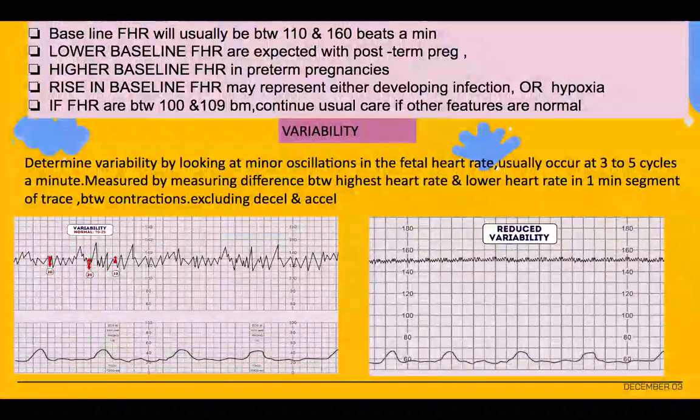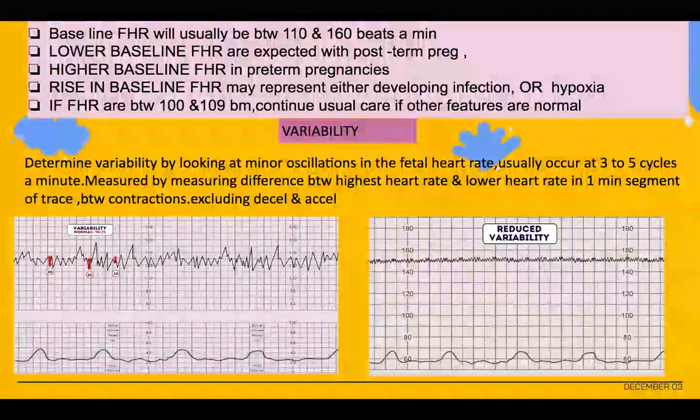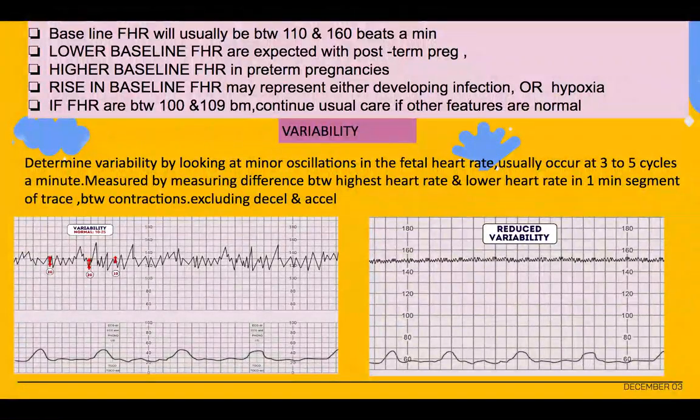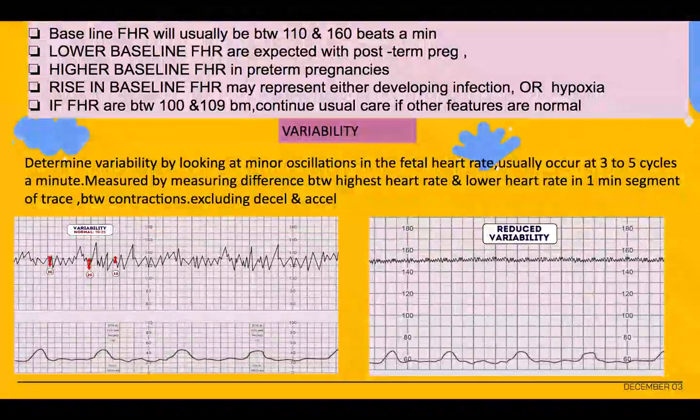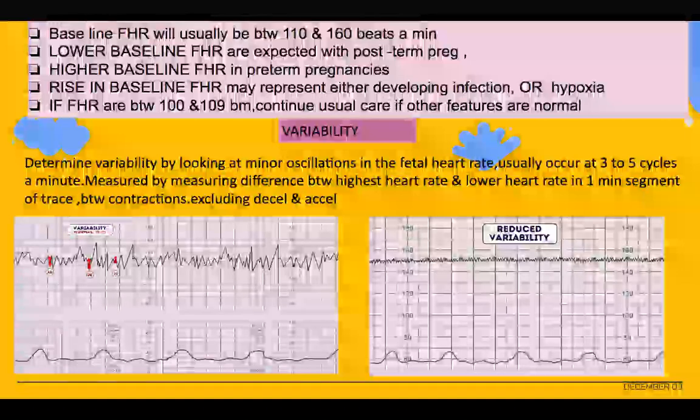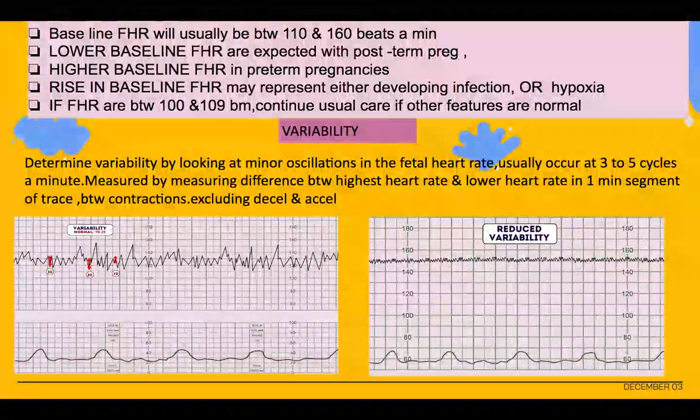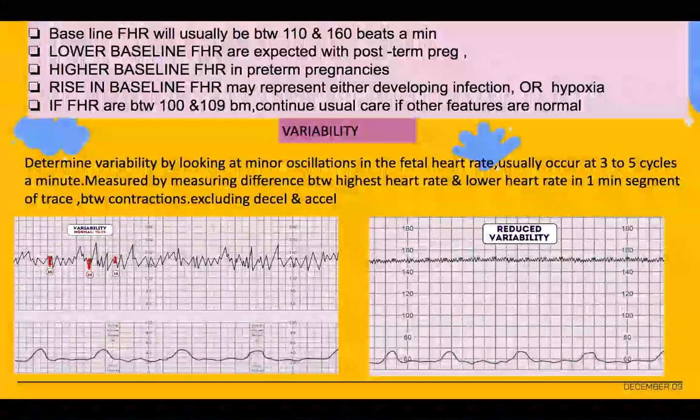If the fetal heart rate is between 100 to 109 beats per minute, continue the usual care if other features are normal. In many practice books, 100 to 109 baseline has been given, and many people are choosing options of going here and there. But let me tell you that the option is only continuous usual care. We are not going to do any intervention between 100 to 109 if other features are normal, right? We are not going to choose any other thing.